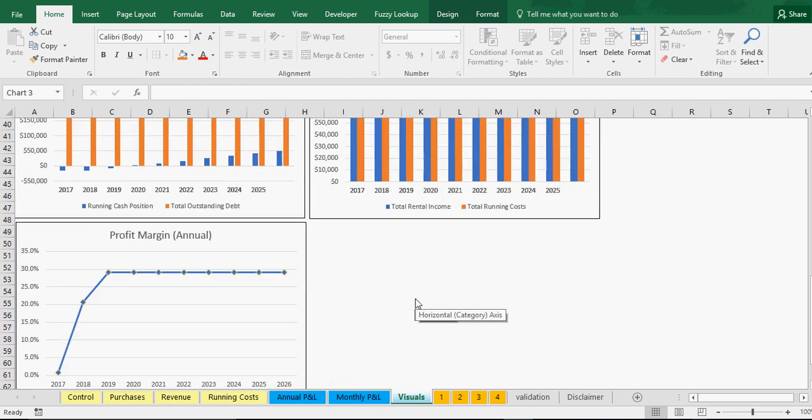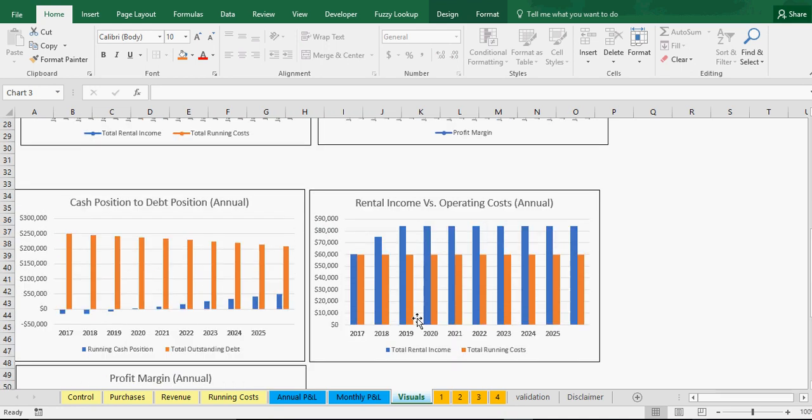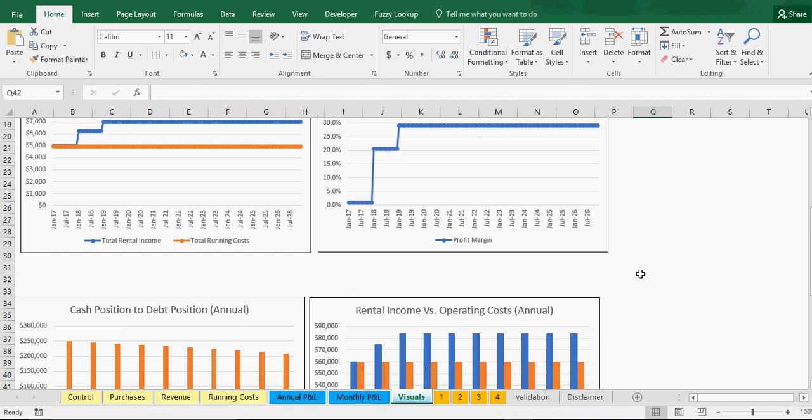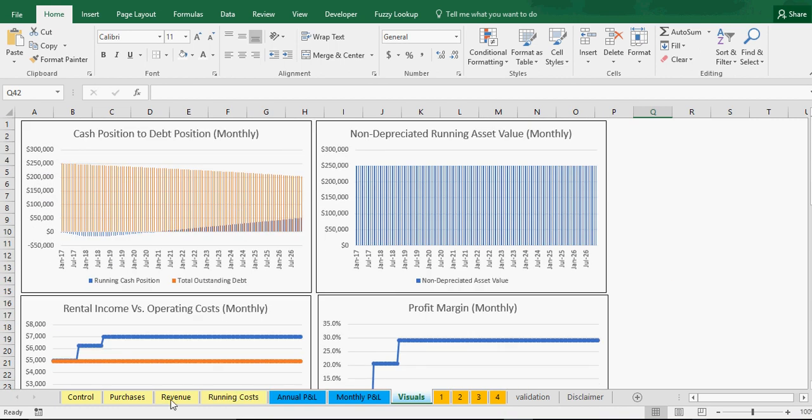Then we have the same charts but on an annual basis. This is the profit margin. Then we've got rental income versus operating costs. Then we've got cash position to debt, and you can see the cash position a little bit better there. It's only going up about $8,000 a year. The debt's going down about $5,000 a year. So you're paying off your loans, you're still building some cash, you're making money, but the equipment is quite a bit.